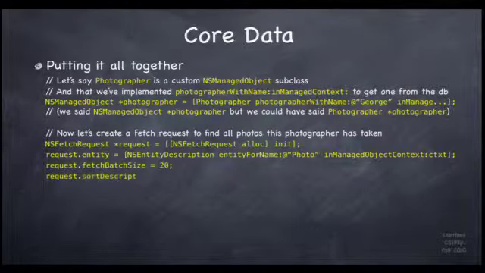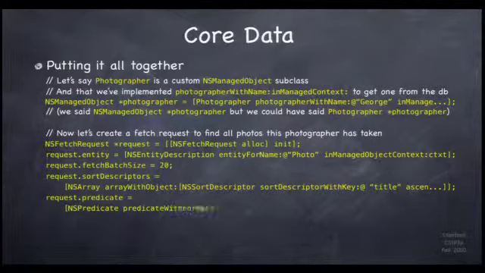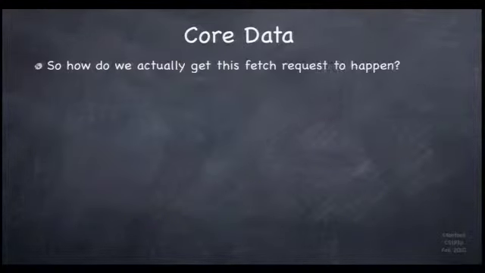I'm going to set my batch size to 20. I'm going to set my sort descriptor to sort by the title of the photo. Title is a property on photo, let's say, and ascending, whatever. Selector will probably just default to compare. And then the predicate, I'm going to say who took equals that photographer. So I'm just going to find every photo where the who took property in the photo equals that photographer. You see? So that's it. Got my fetch request. Now I have my fetch request in hand.